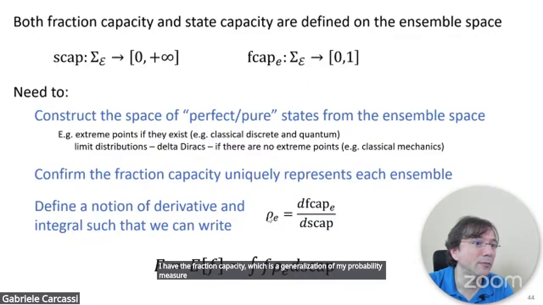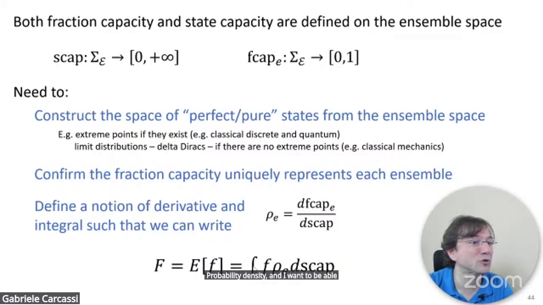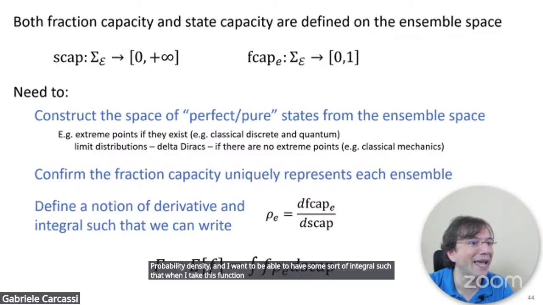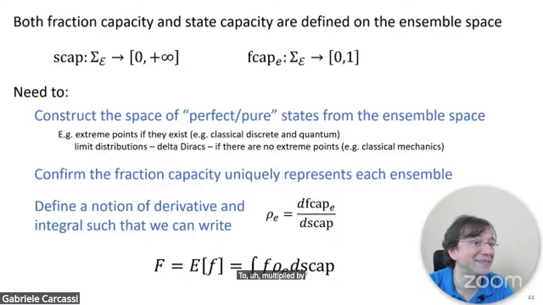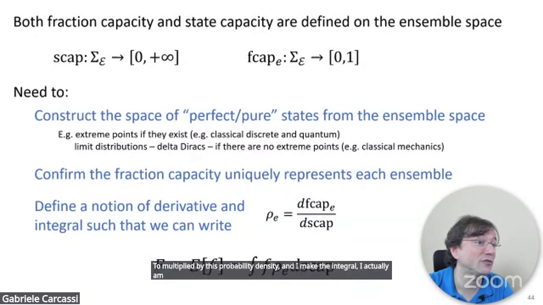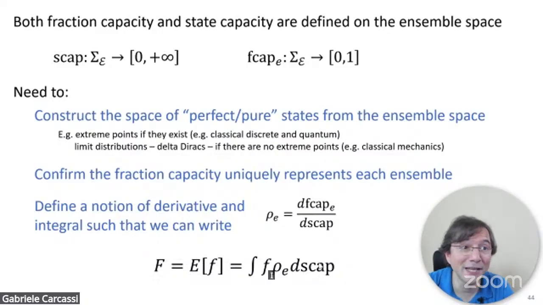I want to be able to define some sort of derivative between the two so that I can define a probability density. And I want to have some sort of integral such that when I take a function, multiply it by this probability density and take the integral, I am actually computing the expectation value and recovering the linear operation, so that all linear operators can be written in such a way. I have no idea if this is possible.